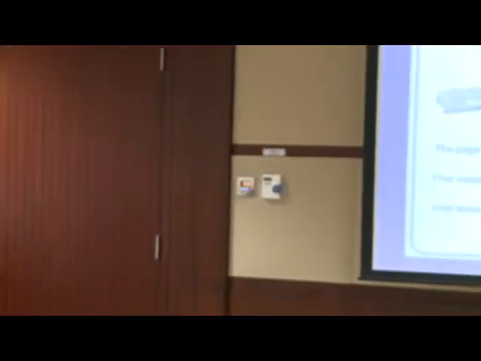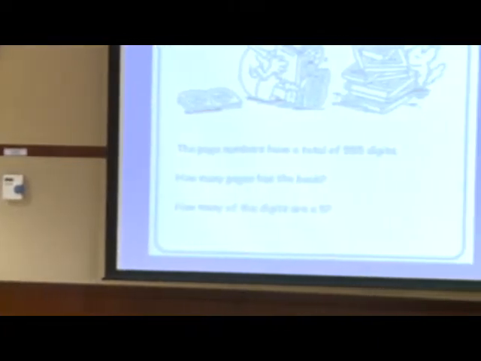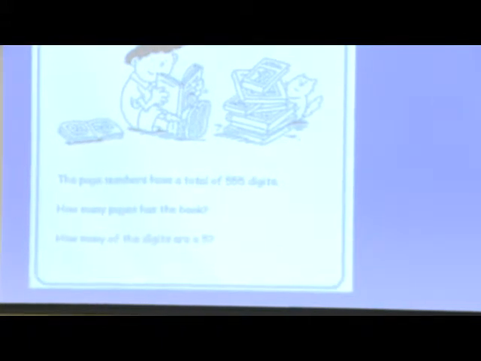If you can't read it at the back, it says the pages of Jack's book. Very good name given the speech earlier. Jack's book's pages are numbered from 1. The page numbers have a total of 555 digits. How many pages does the book have?